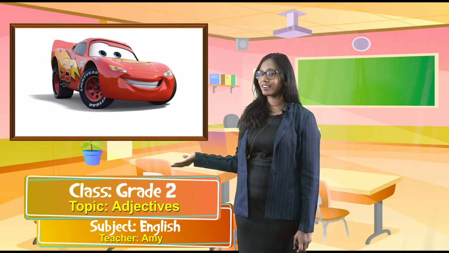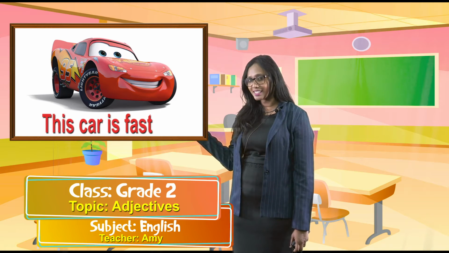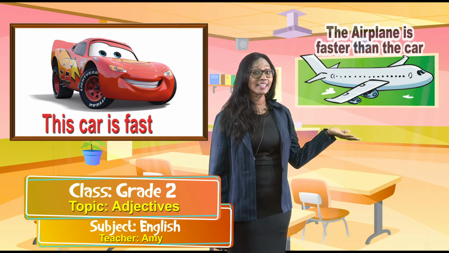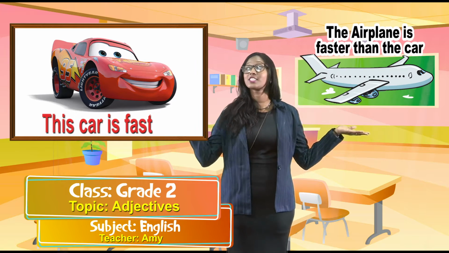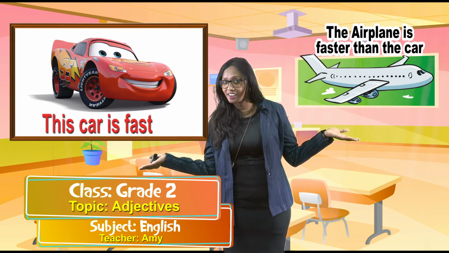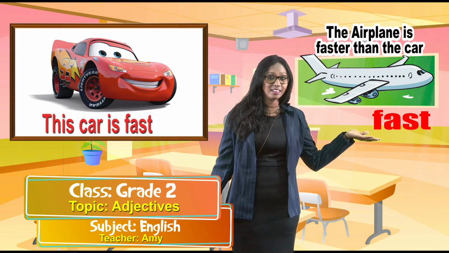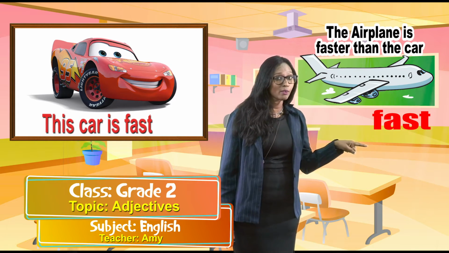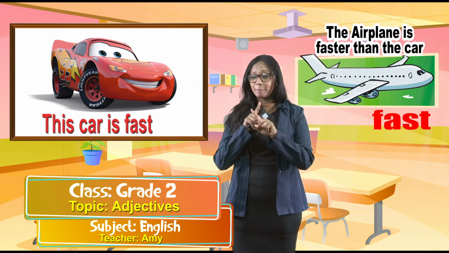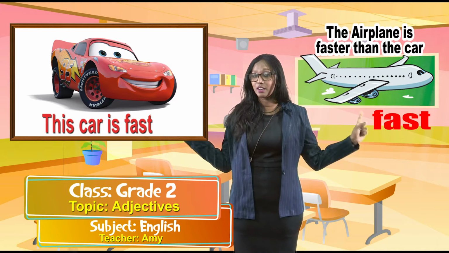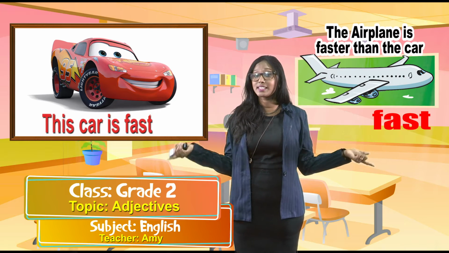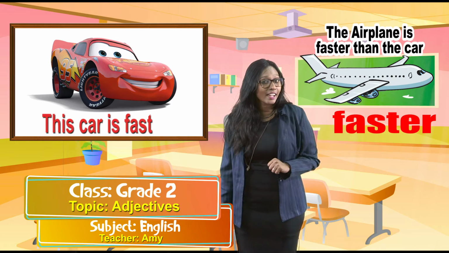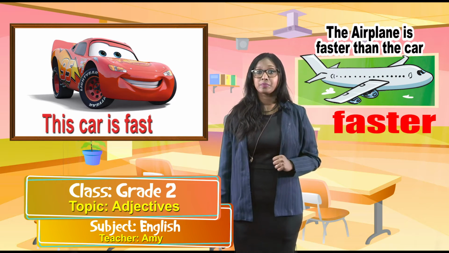Let us take a look. We have a car. This car is fast. Now we have an airplane. The airplane is faster than the car. So it's F-A-S-T, the adjective fast. And because we're comparing the airplane and the car, we're comparing these two things. Because we're comparing two things, we say faster. We add ER to the adjective to compare.